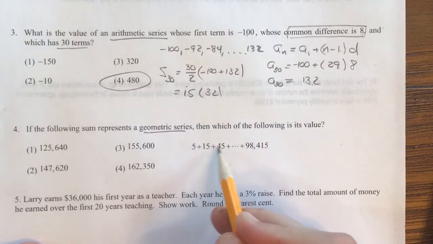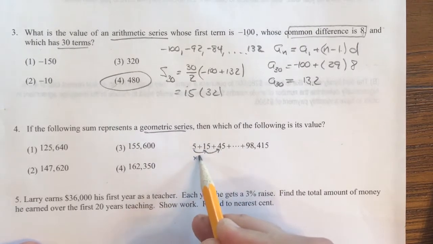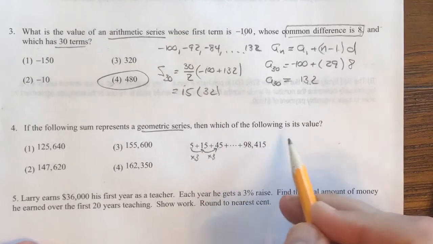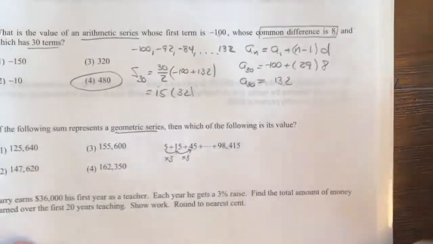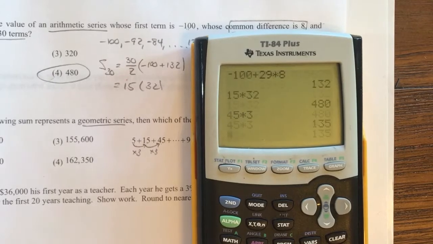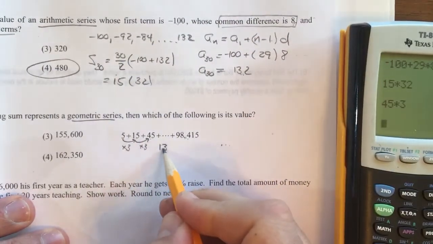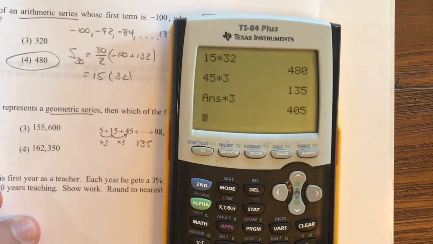All right, back to geometric. We got 5, we got 15, we got 45. Again, what are we doing? How are we moving? We're timesing by 3, timesing by 3. There's my ratio, okay? And I pull out my, well, how many terms are there? Now here's one, I don't think it's going to take long. So 45 times 3, 135 is the next term. Multiply that by 3, 405.